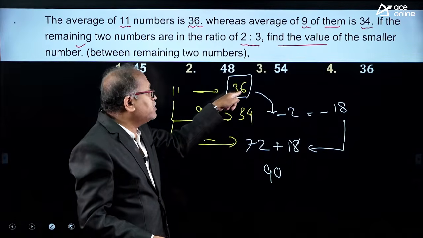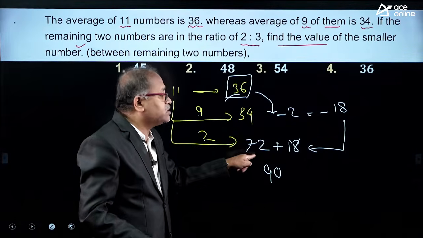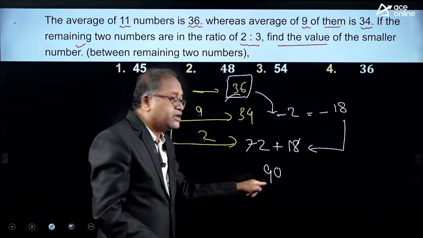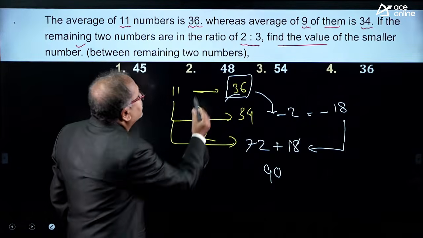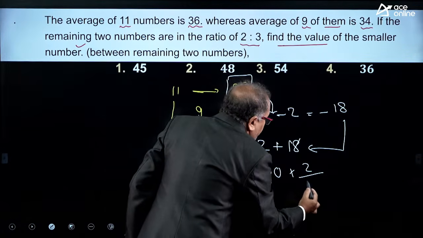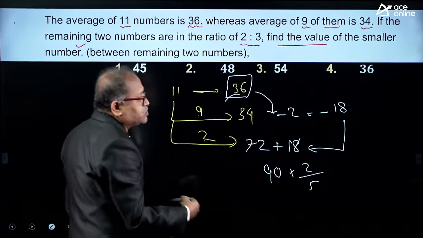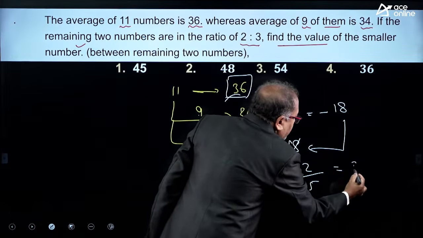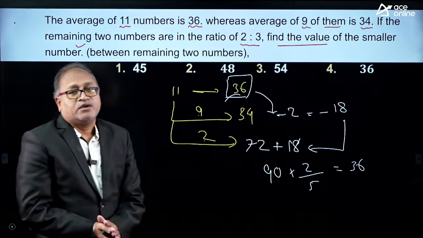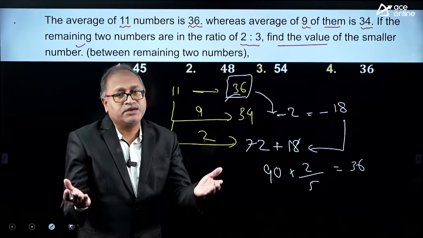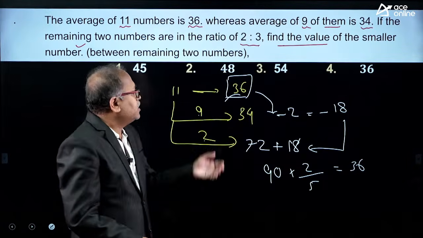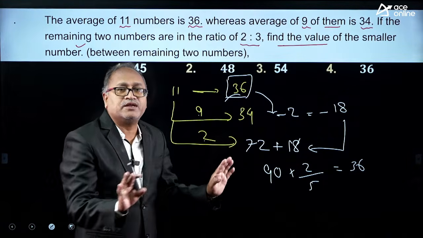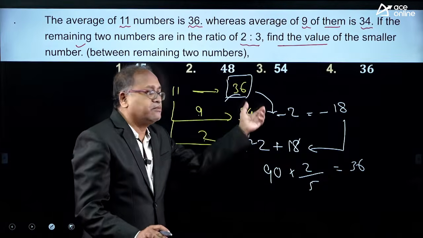Now, what is the average? 32. Two numbers, the total is 72, and 72 plus 18 is 90. The sum of these two numbers is 90, and I need the 2 part out of 5 parts, so 18 to 36. Nicely answer the question. If you follow this method, it's the shortest way to answer the question, irrespective of how big or how clumsy the numbers are.